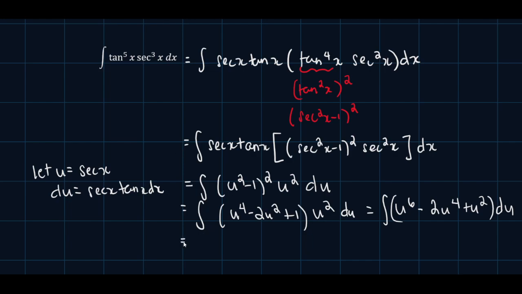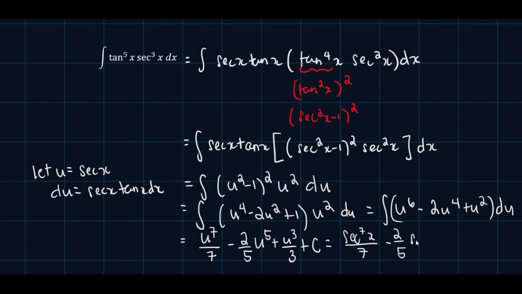Applying the power rule, u to the 7th over 7 minus 2 fifth u to the 5th plus u cube over 3 plus c. And then the last step is for us to rewrite this in terms of x. Since u is equal to secant x, so this one is secant to the 7th x all over 7 minus 2 over 5 secant to the 5th x plus secant cube x all over 3 plus c.